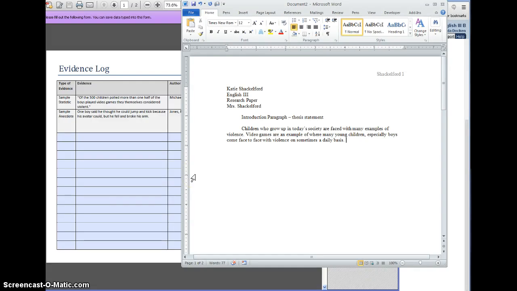I'm going to show you how to use your evidence and embed it into a paragraph. Because remember, embedding evidence is one of the requirements of our assignment.